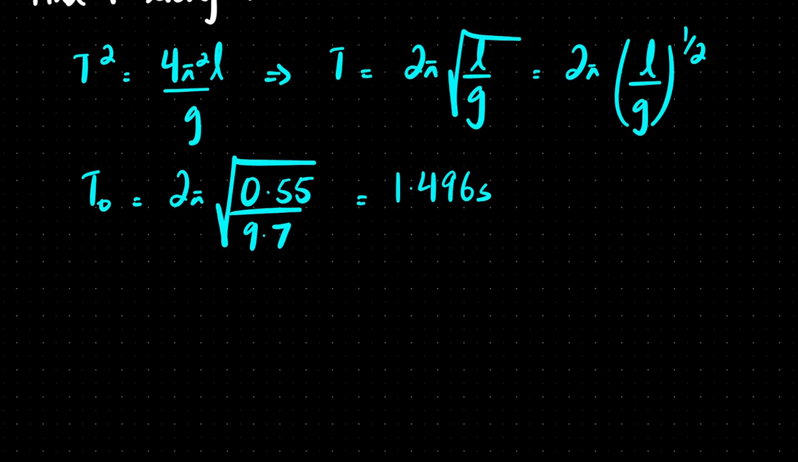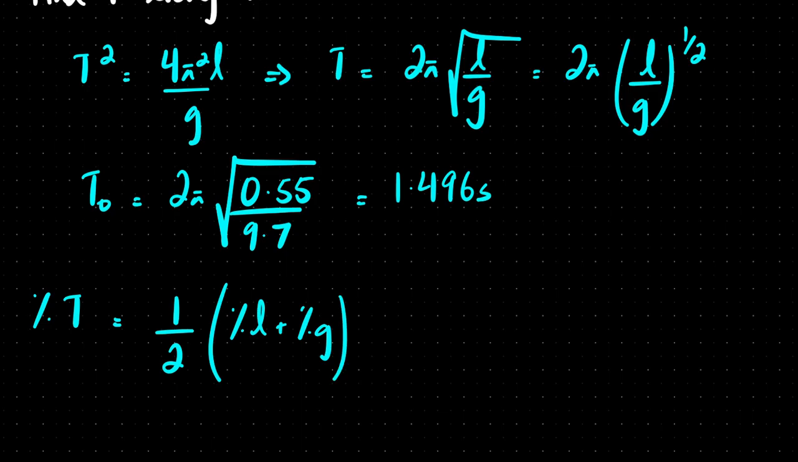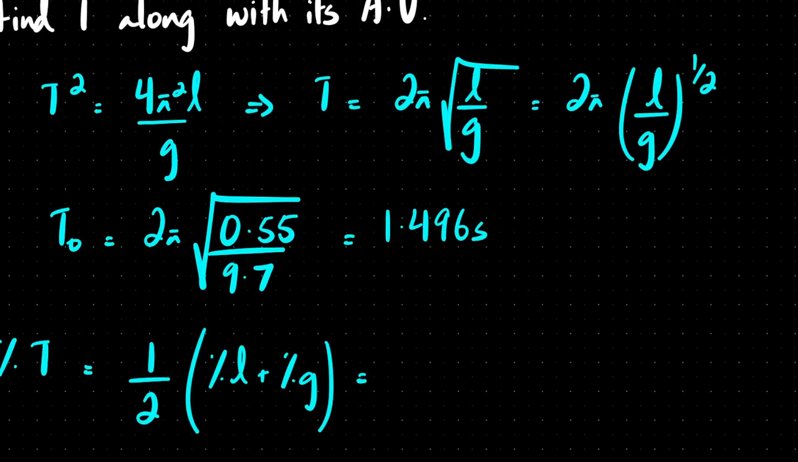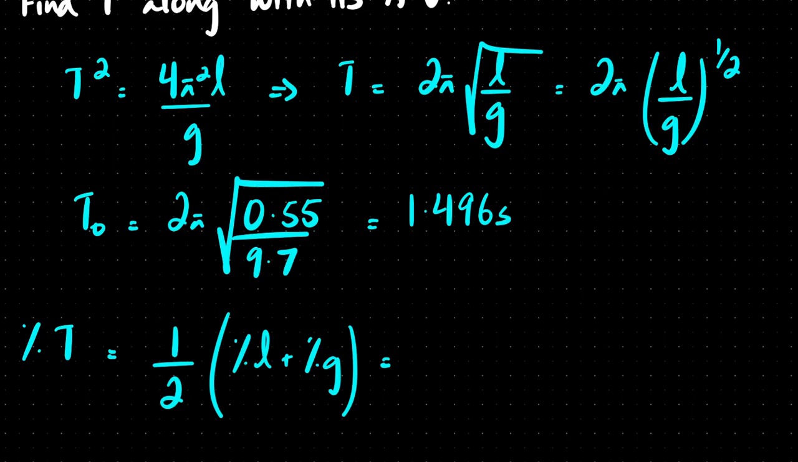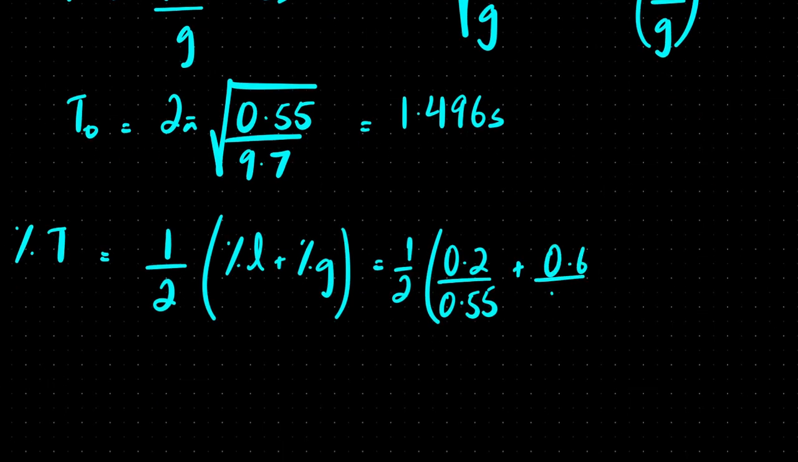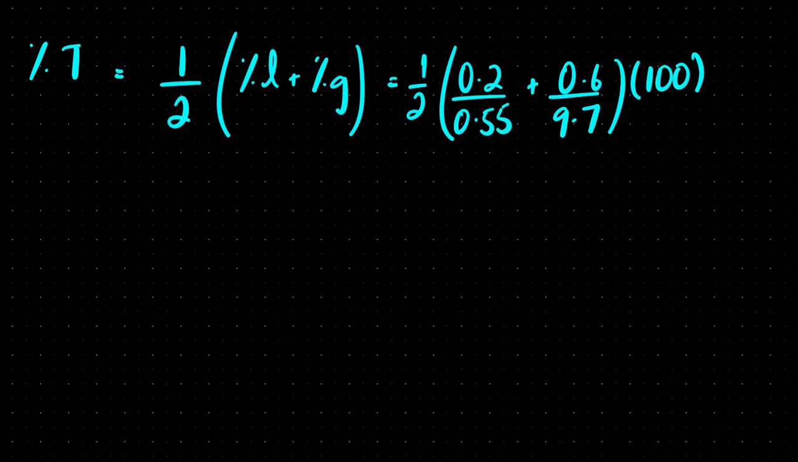So when I'm talking about the percentage uncertainty in T, I can say this is half, because it is half on both of them: half the percentage uncertainty in L plus half the percentage uncertainty in G. I've just factored out that half is common. And now I need to find the percentage uncertainties again. For L, it's going to be 0.2 over 0.55, times 100, plus 0.6 over 9.7, and this would also be times 100. Since I see this happening twice, I can also factor out the 100 as common. And using this, I get a percentage uncertainty value for T.